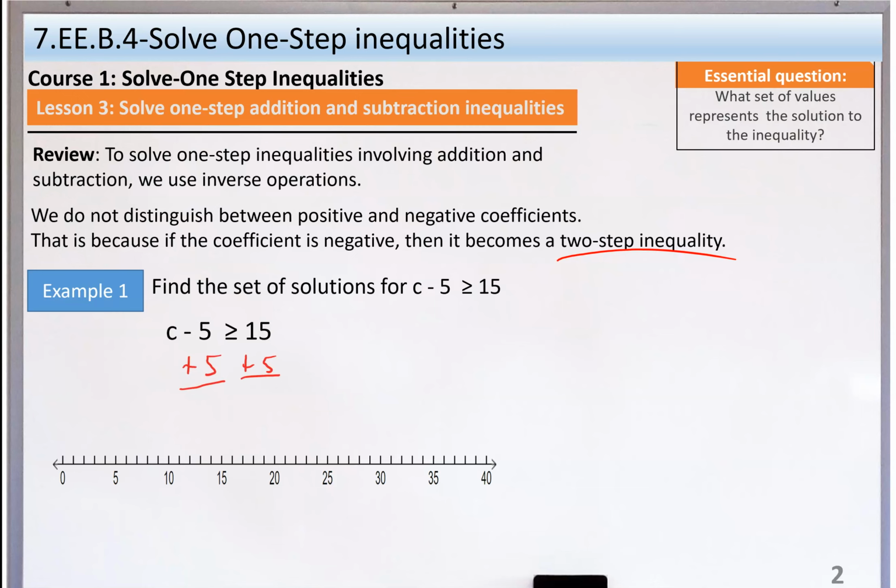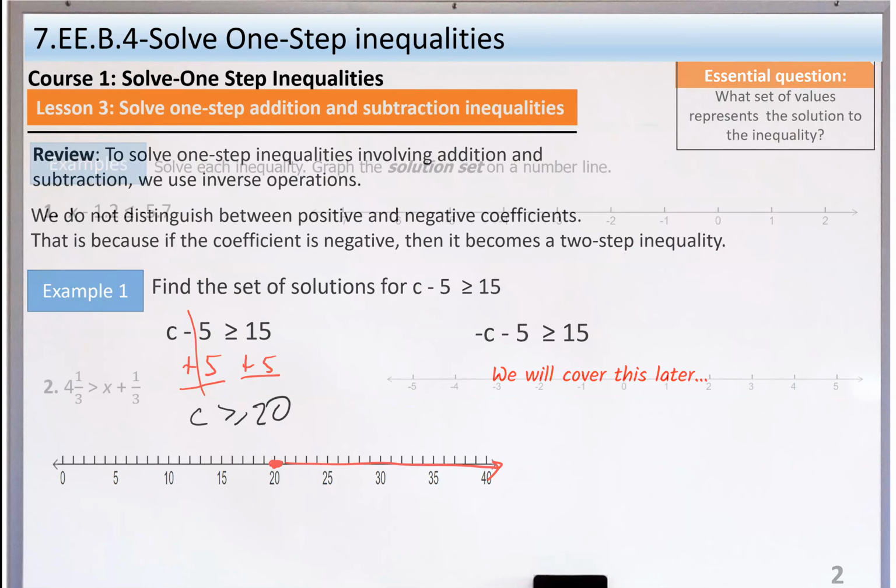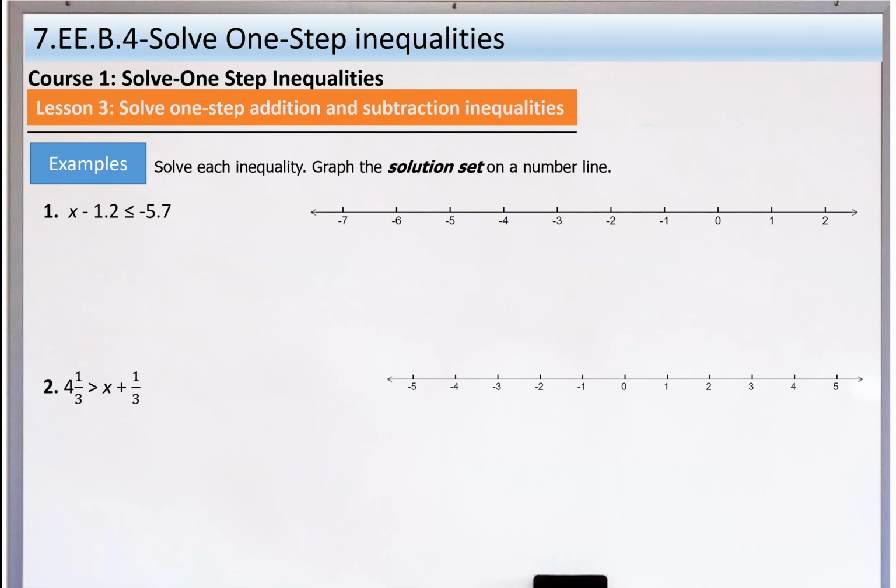We simply add 5 to both sides, and our answer is c is at least 20. Includes 20 and greater than 20. Now, if I add a negative coefficient to that c, then it becomes a two-step inequality, which we'll talk about later. So we don't separate our lessons by positive and negative coefficients for one-step inequalities because it becomes a two-step. Actually, same thing for equations as well. But anyway. All right, so let's solve this first problem.